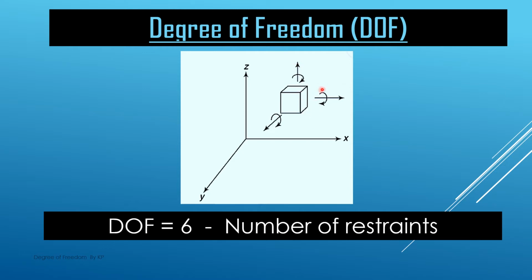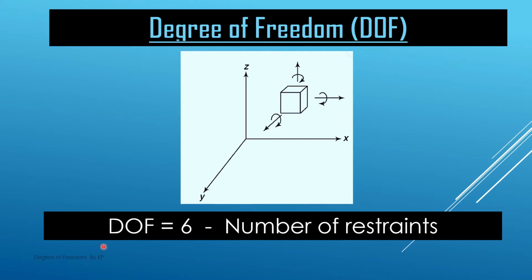This rigid body can also have rotation about the x-axis, rotation about the y-axis, and rotation about the z-axis. So it is having three rotational degrees of freedom. So in total, this body is having 6 degrees of freedom: 3 translatory along x, y and z direction and 3 rotational about x, y and z axis.